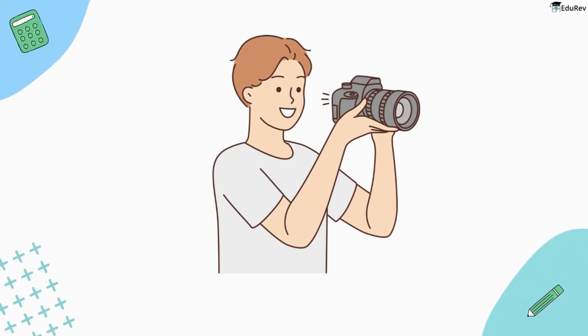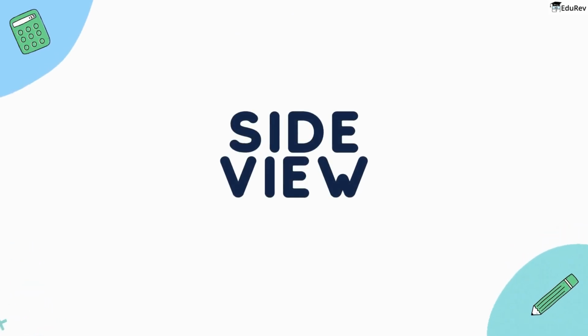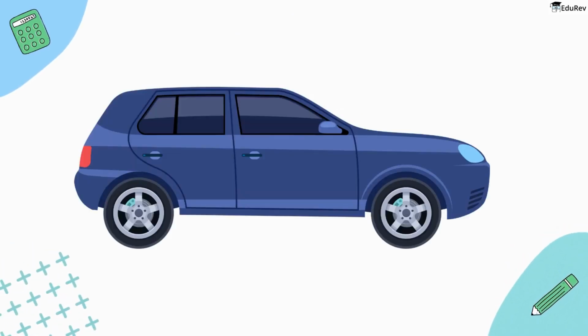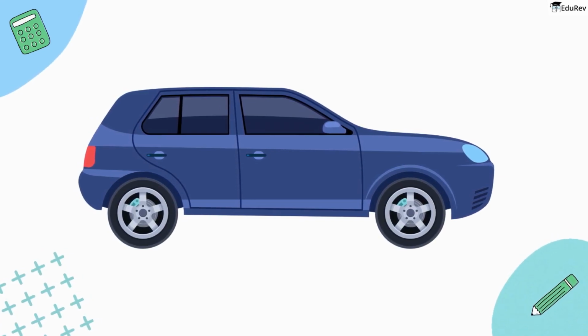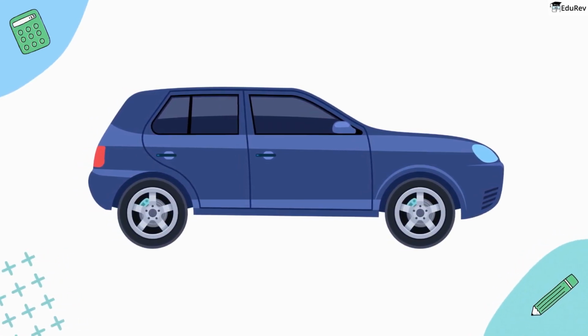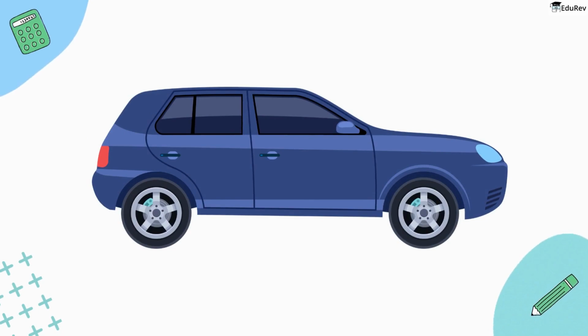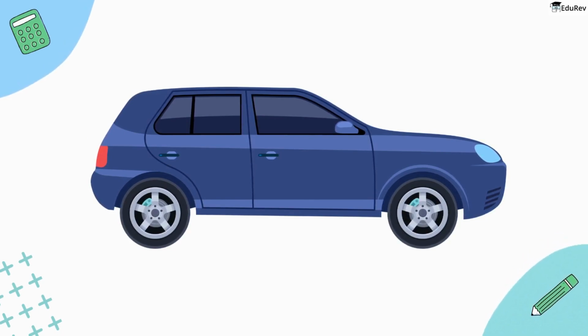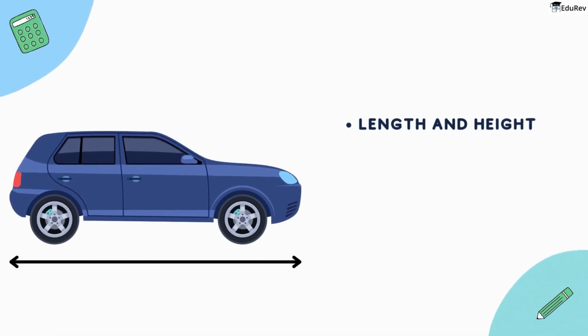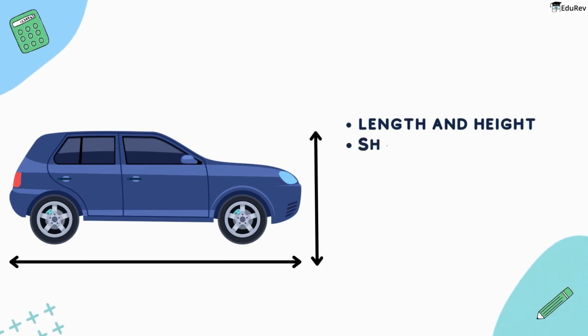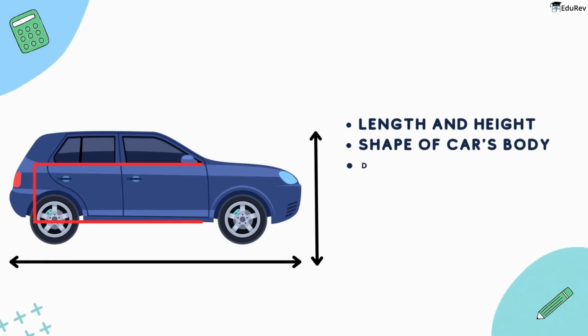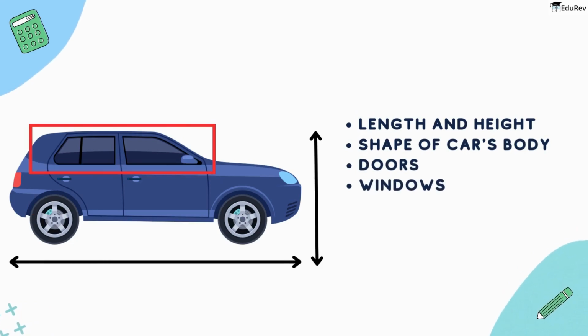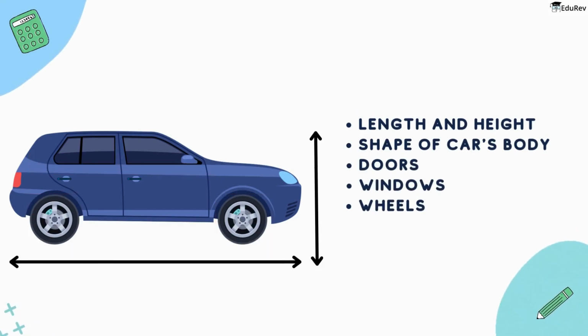First, let's talk about the side view. Imagine you are standing right next to a car. The side view of a car shows how it looks from the side. It gives you an idea of the car's length and height. You can see the shape of the car's body, the doors, the windows, and the wheels from this view.